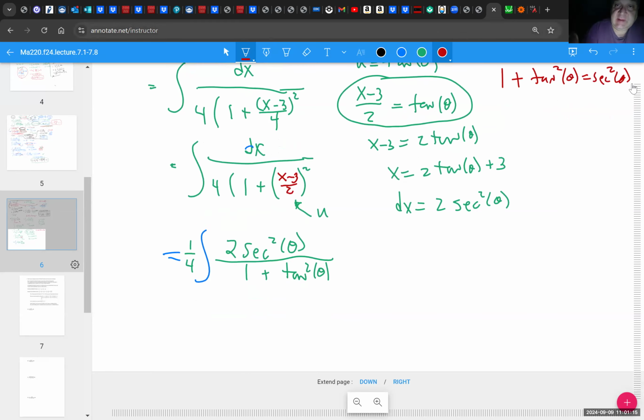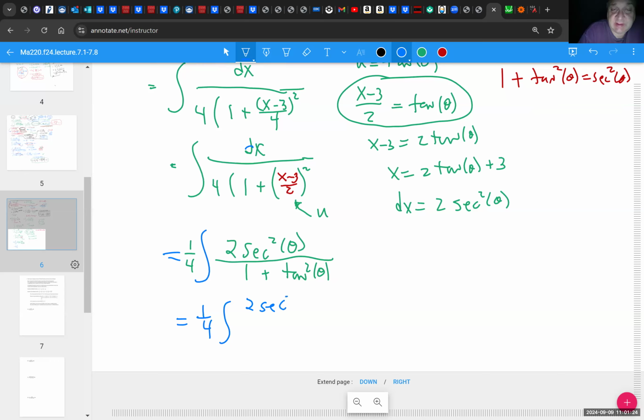And so I can rewrite this thing. I'll switch to blue. 2 secant squared theta on the top. 1 plus tangent squared is secant squared on the bottom. And lo and behold, we have a lot of division here. Secant squared on the top, secant squared on the bottom. The 2 I can bring out.